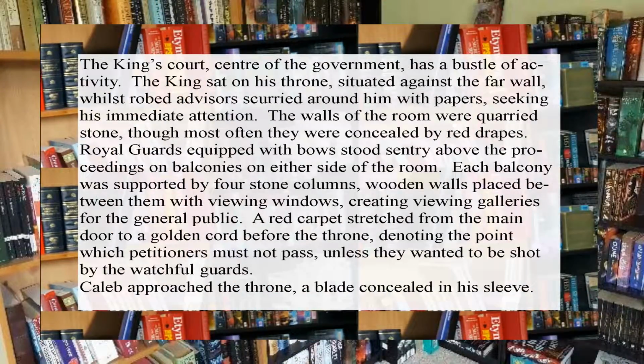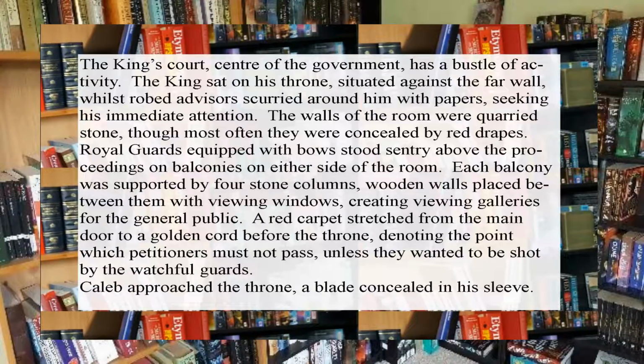The King's Court, centre of the government, was a bustle of activity. The king sat on his throne situated against the far wall, whilst robed advisers scurried around him with papers seeking his immediate attention. The walls of the room were quarried stone, though most often they were concealed by red drapes. Royal guards equipped with bows stood sentry over the proceedings on balconies on either side of the room. Each balcony was supported by 4 stone columns, wooden walls placed between them with viewing windows creating galleries for the general public. A red carpet stretched from the main door to a golden cord before the throne, denoting the point which petitioners must not pass, unless they wanted to be shot by the watchful guards. Caleb approached the throne, a blade concealed in his sleeve.